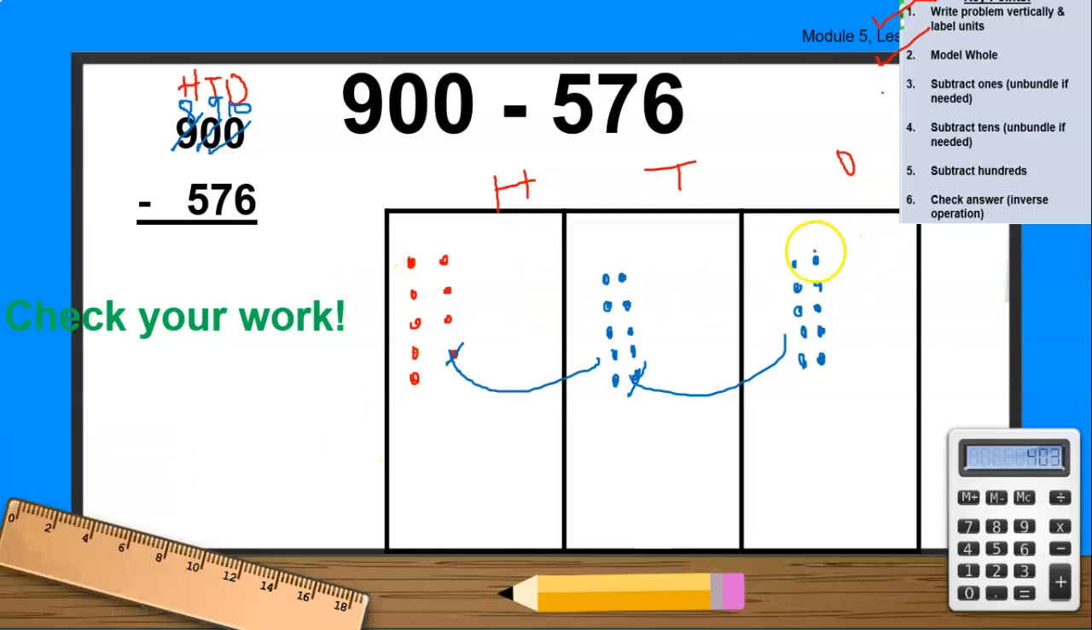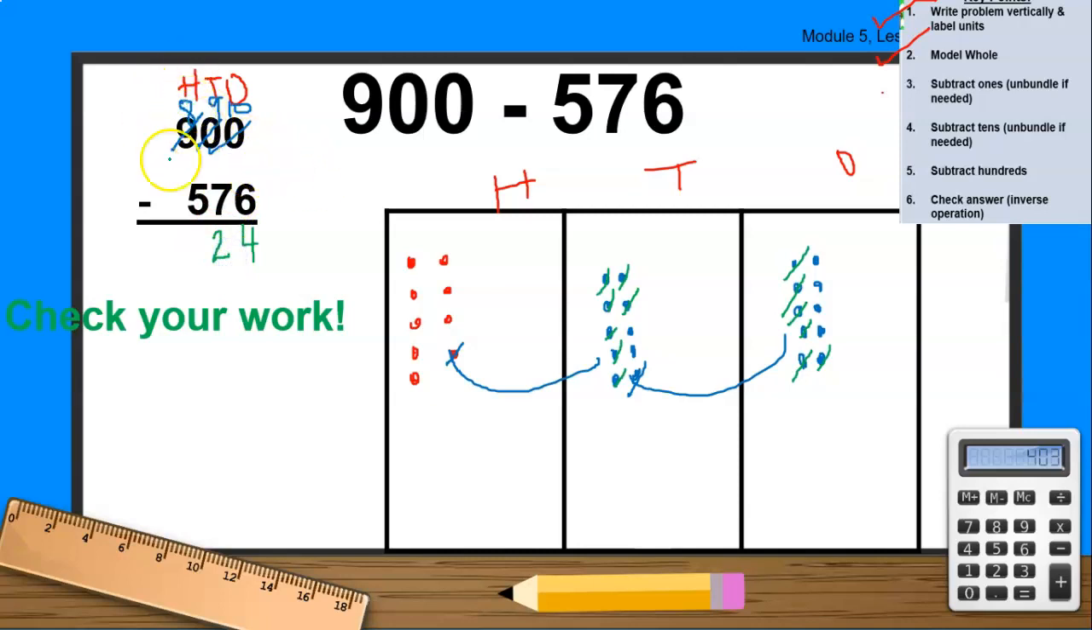I start with 10, and I'm going to take away 6. 1, 2, 3, 4, 5, and 6. How many did I end up with? 4. The answer goes at the bottom of the equals. Now I start with 9 tens, and I'm going to take away 7. Look, I ended up with 2. The number you end up with goes after the equal sign.